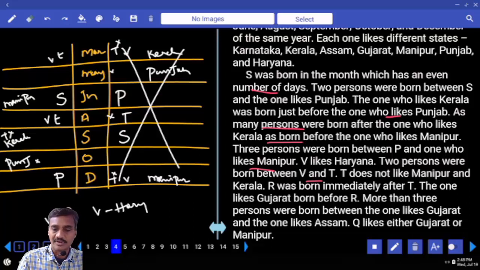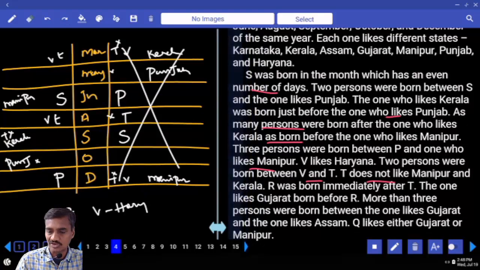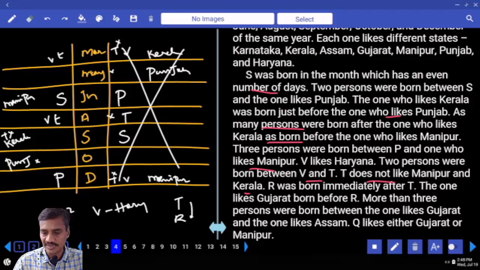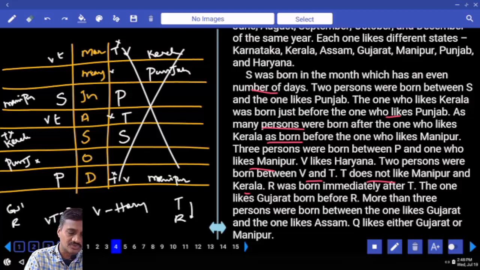Then, according to this one, T does not like Manipur and Kerala, so T, Manipur and Kerala is ruled out. R was born immediately after T. R is immediately after T. And the one who likes Gujarat was born before R. Now before this R, who is the person here? The one who likes Gujarat.